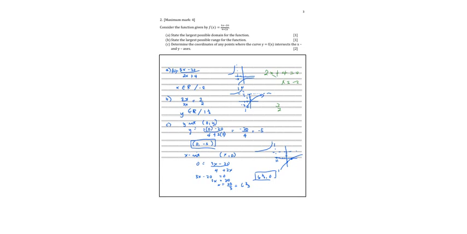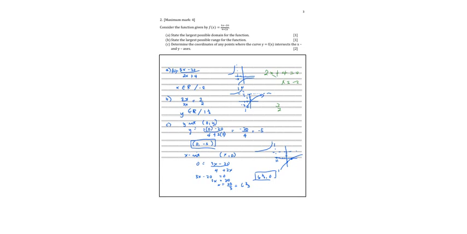Letter C, determine the coordinates of any point where the curve y equals f of x intersects the x-axis and the y-axis. So you already have in mind the drawing of how y equals f of x looks like. It's a rational function, so it intersects the x-axis and the y-axis. So the y-intercept is at x equals 0. So you just have to substitute the values. 3 times 0 minus 20 over 4 plus 2 times 0 gives us negative 5.